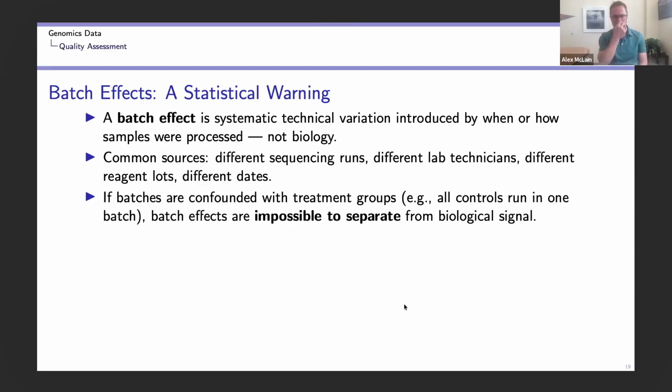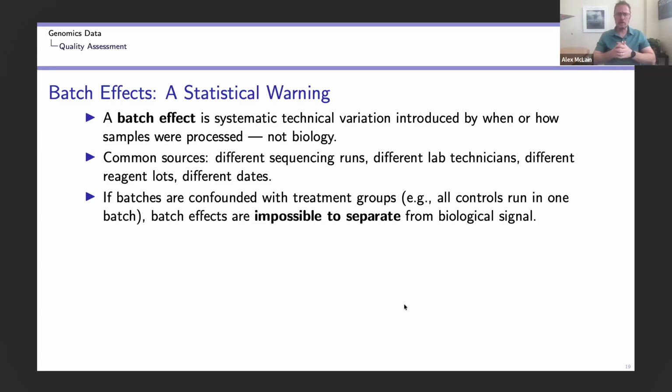What are batch effects? These are systematic technical variation, which can be introduced by when or how the samples were processed. These are what we call measurement errors that come from a common source. So if we have different sequencing runs, different lab technicians, different lots, different dates, the errors in the data that we see can be correlated with one another. For example, a few samples were run once, and then 3 months later we ran these other samples. There can be some batch effects that pop up.